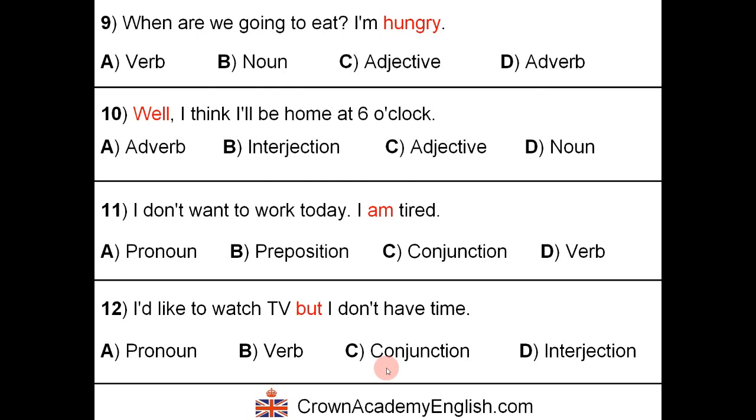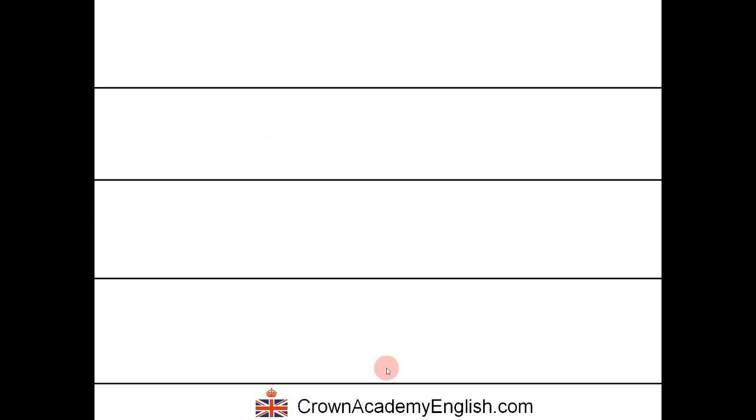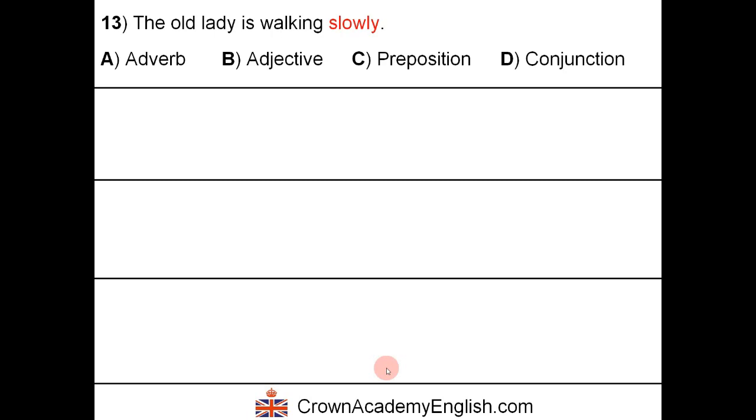Okay, we're now moving to the last page. Question 13. The old lady is walking slowly. The word in red is slowly. So in this sentence, what type of word is slowly? Is it A, an adverb, B, an adjective, C, a preposition, D, a conjunction?